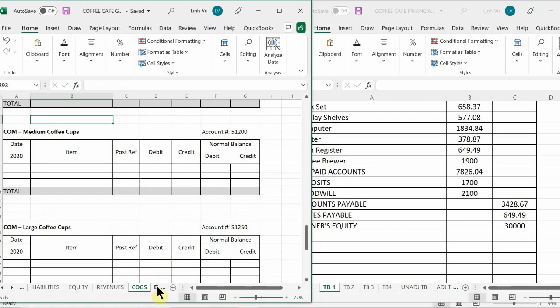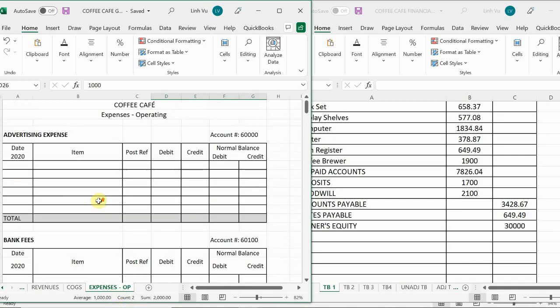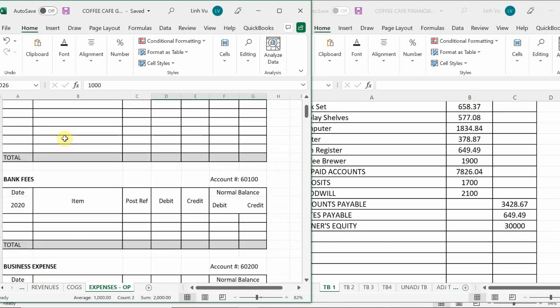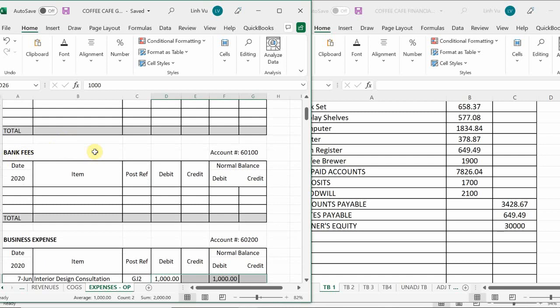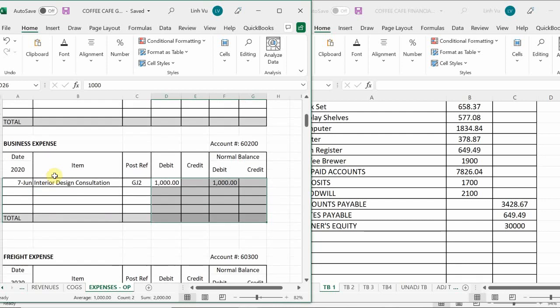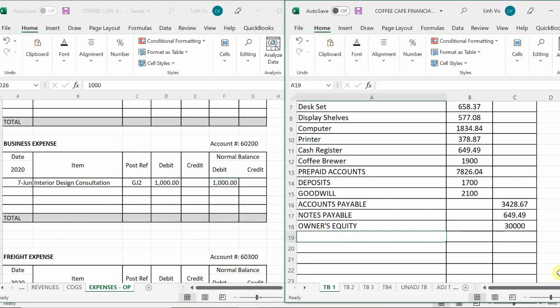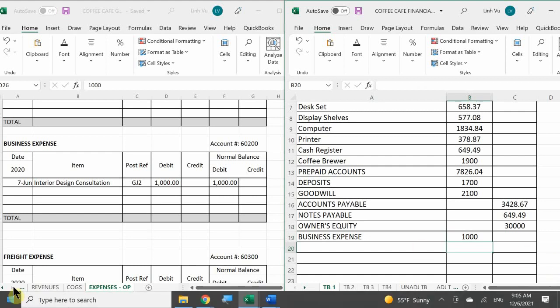However, we did incur some expenses, right? So let's go through the expenses list and see which ones we've done. Advertising expense, haven't done that yet. Bank fees, right? We haven't done our bank reconciliation yet. So in this case, no service charges or any fees like that. But we did incur a business expense, right? We had some consulting done. So in this case, business expense for debit $1,000, right? Because this is an expense that we incurred. Okay.